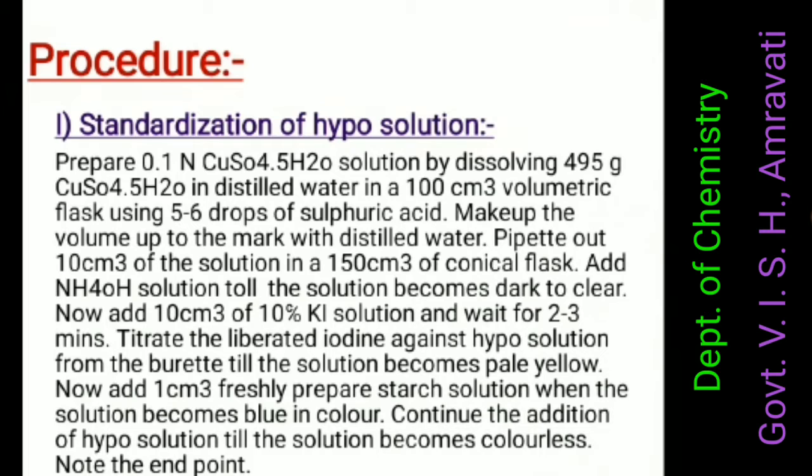After that, add 10 ml of 10% KI solution and wait for 2 to 3 minutes. Titrate the liberated iodine against hypo solution from the burette till the solution becomes pale yellow. Now add 1 ml of freshly prepared starch solution till the solution becomes blue in color. Continue the addition of hypo solution till the solution becomes colorless. Note the endpoint.